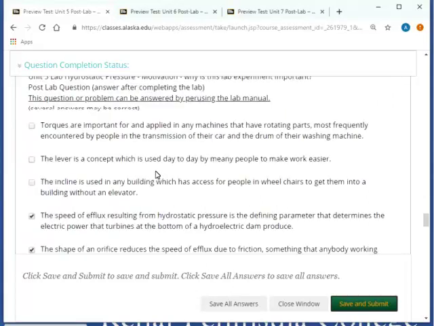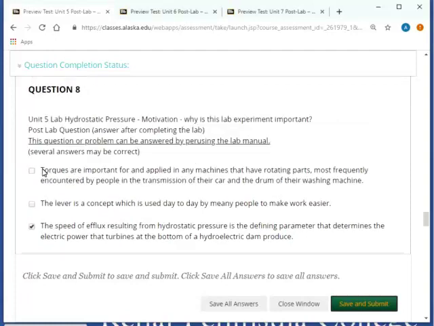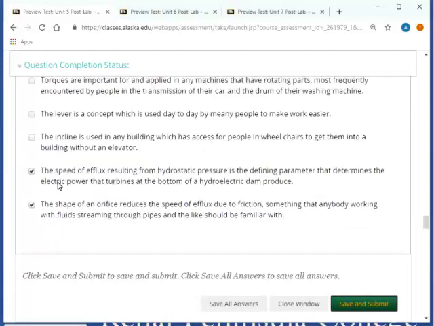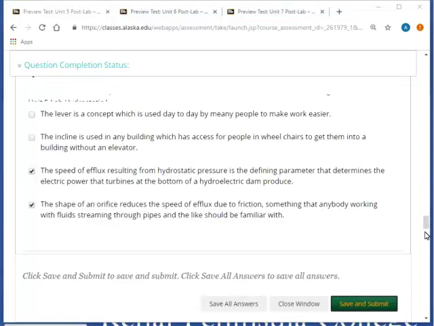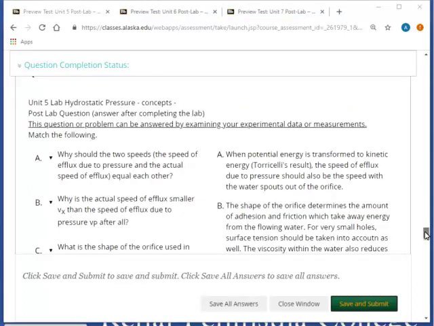And this one is hydrostatic pressure. The motivation, again, when you look there, you will find these as the motivation. I think there are only 2. Then the concepts that you get for that lab.